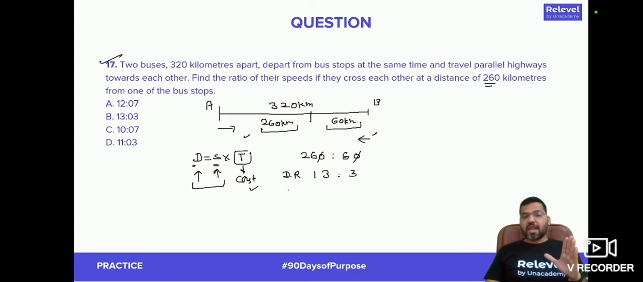Because the time of traveling for both the buses is the same, both of them started moving towards each other simultaneously, at the same time. So therefore, the speed ratio will also be 13:3. Hence, B is going to be the correct answer of the question.